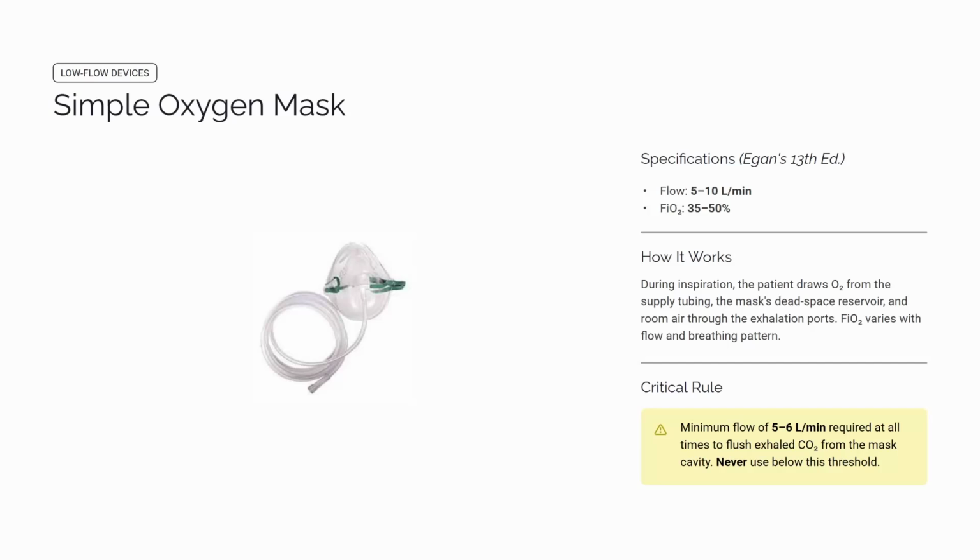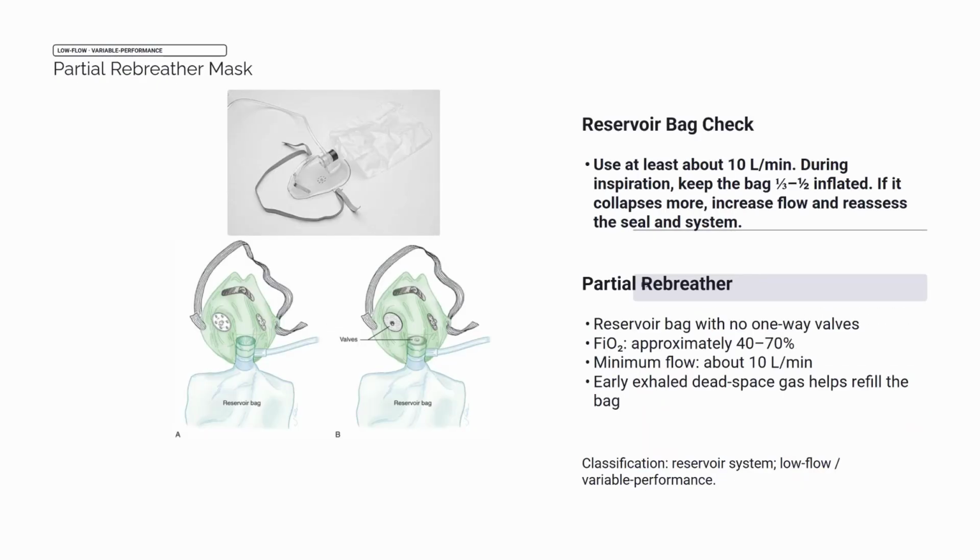Here's a rule that you can't skip with this device. Flow has to stay at least 5 to 6 liters per minute every time without exception, and that's because the mask body itself holds a small volume of dead space. If the flow drops too low, the patient starts rebreathing their own exhaled carbon dioxide sitting in that mask instead of flushing it out. Now let's move to the reservoir system.